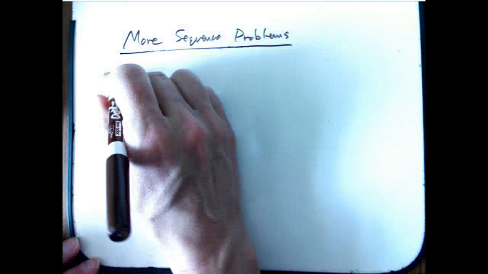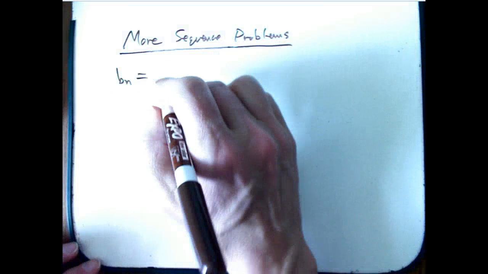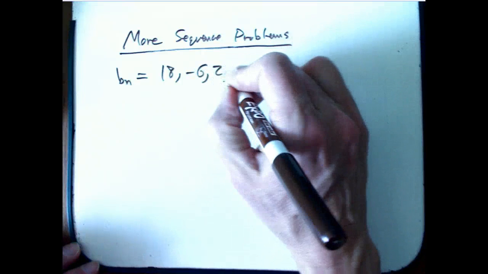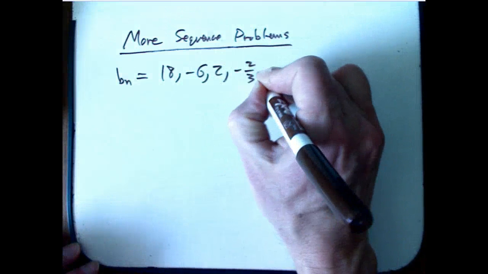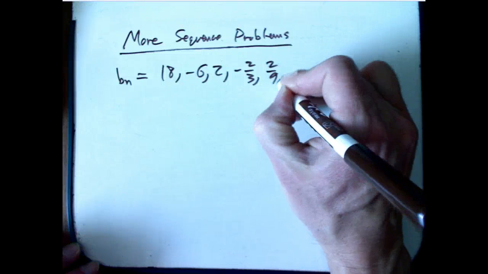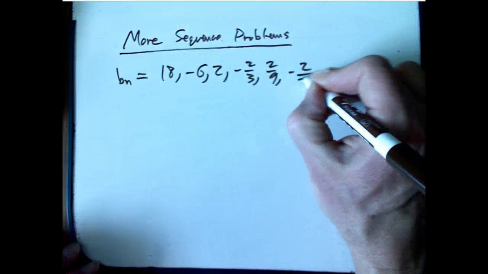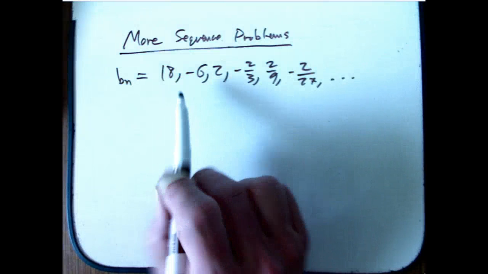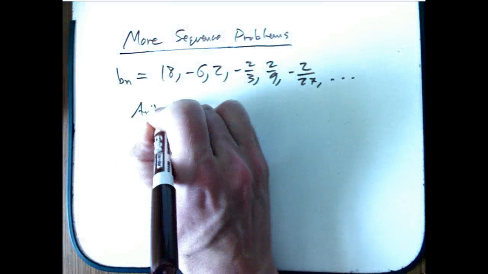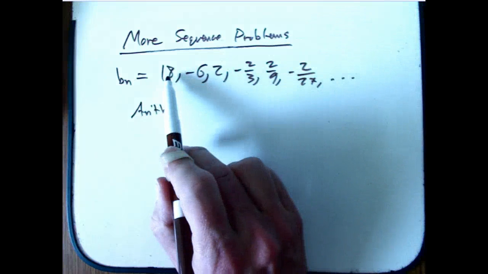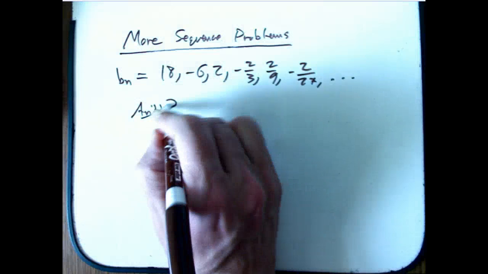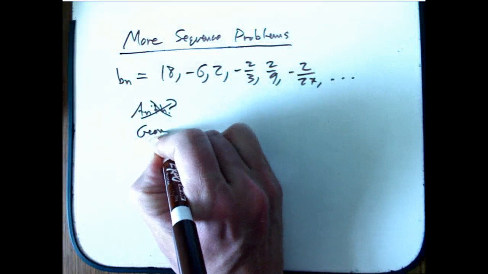Let's look at, say, b sub n is 18, minus 6, 2, minus 2/3, 2/9, minus 2/27, etc. Okay, so is it arithmetic? Okay, you can take the common differences. This is subtracting 24. That's adding 8. No, it's not. Is it geometric?